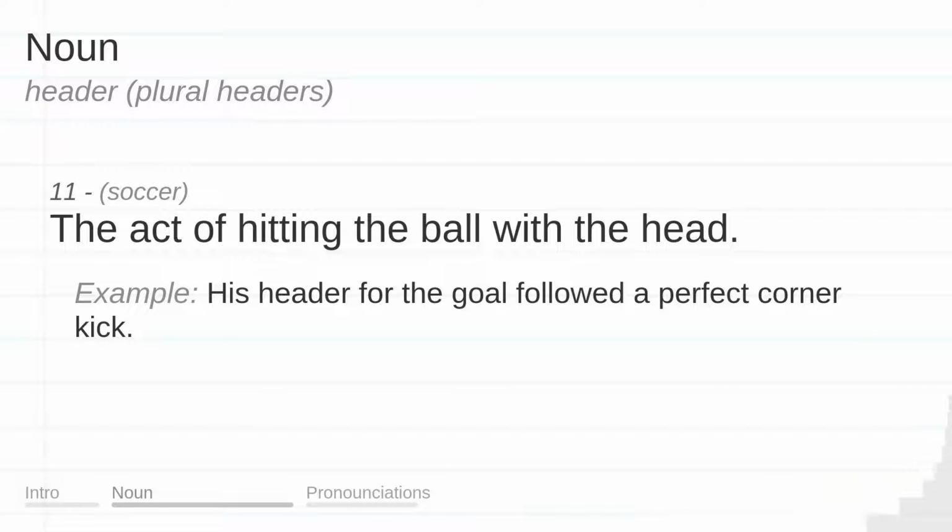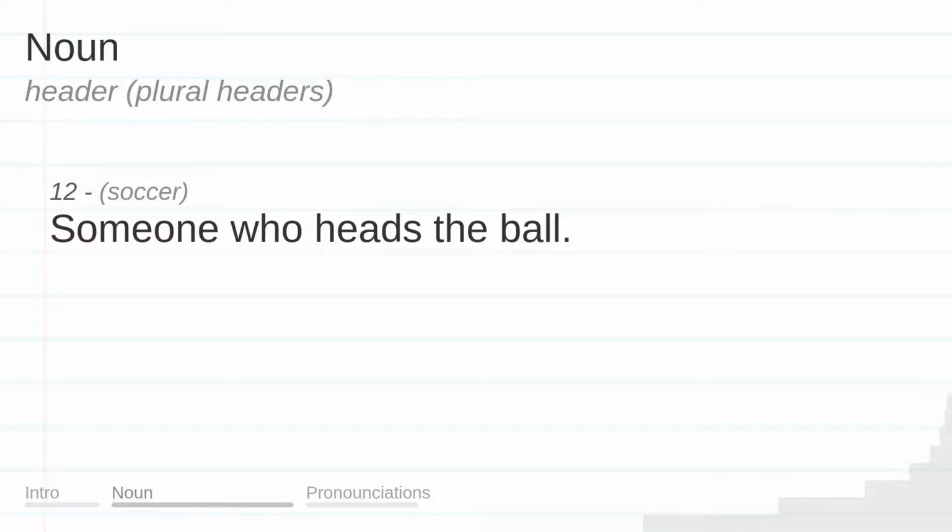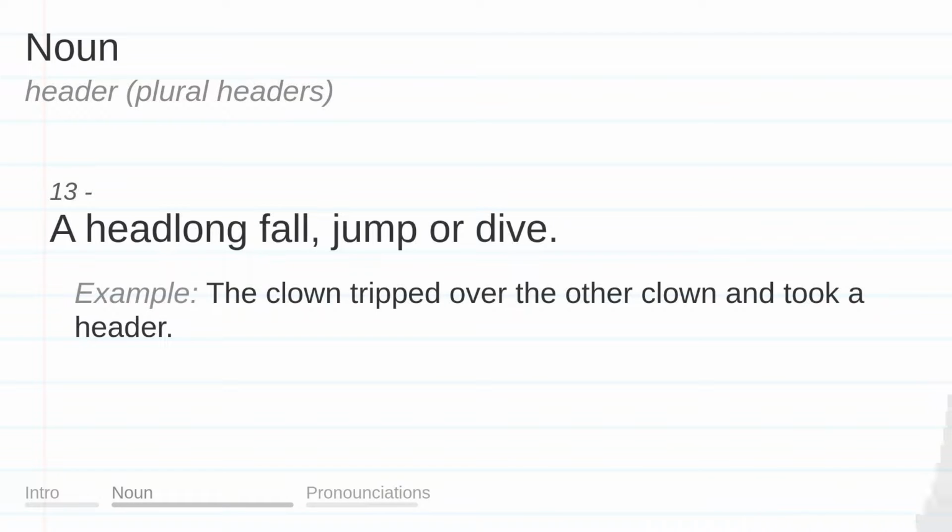The act of hitting the ball with the head. Example: His header for the goal followed a perfect corner kick. Someone who heads the ball. A headlong fall, jump or dive. Example: The clown tripped over the other clown and took a header.